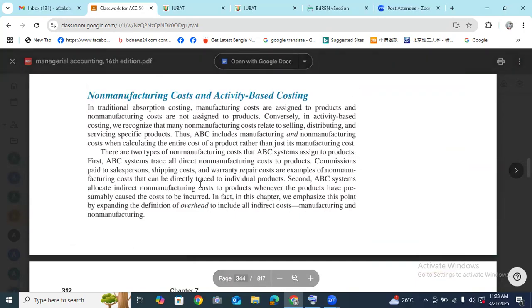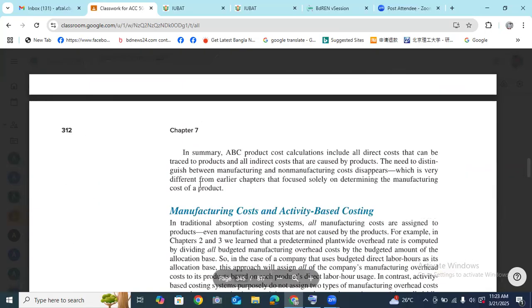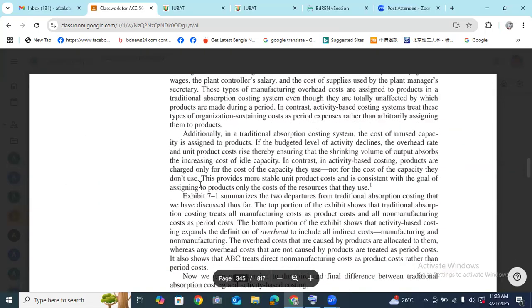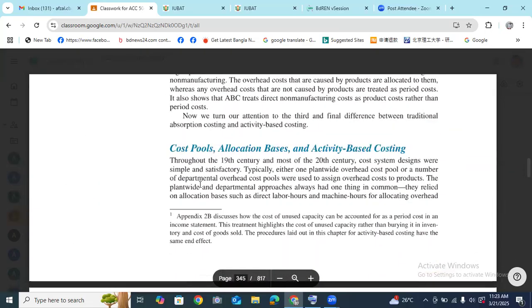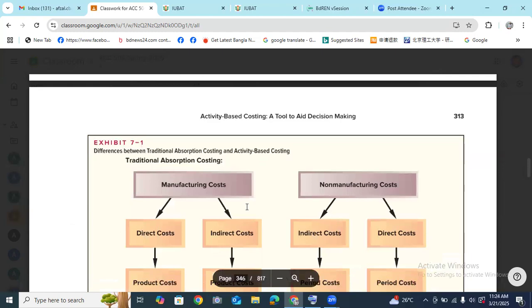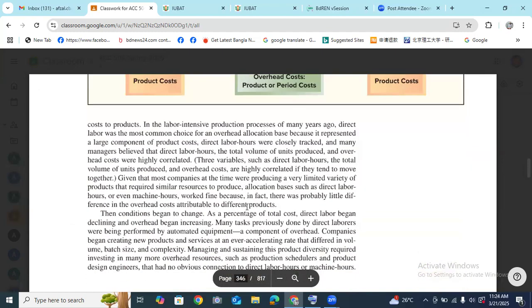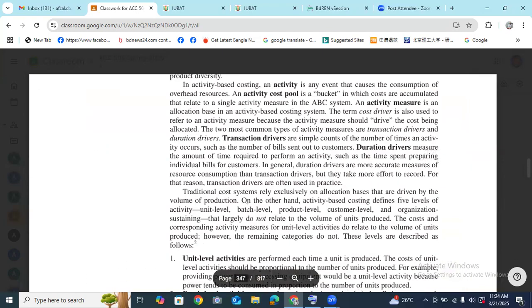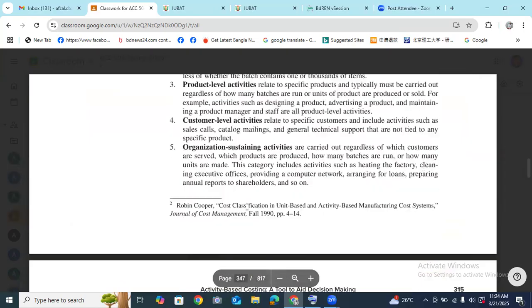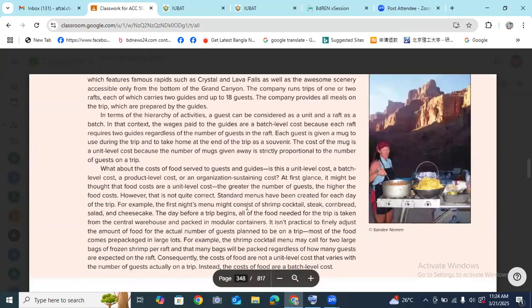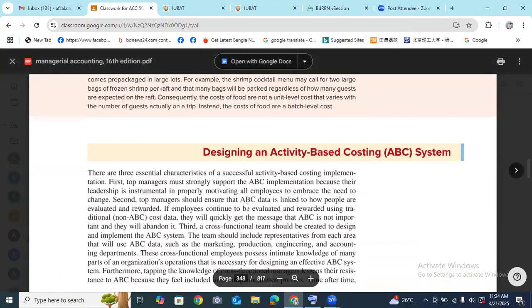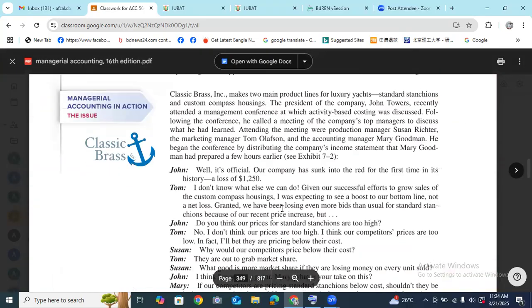If I go for an example, do you know what cost pools are? No, sir. Okay, designing an activity-based costing system.